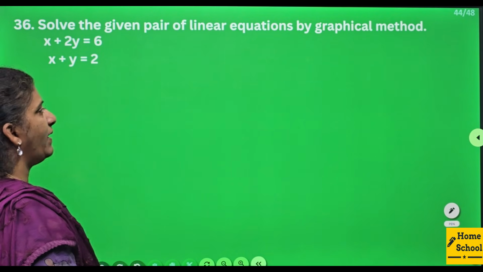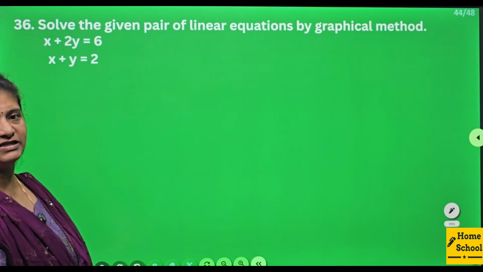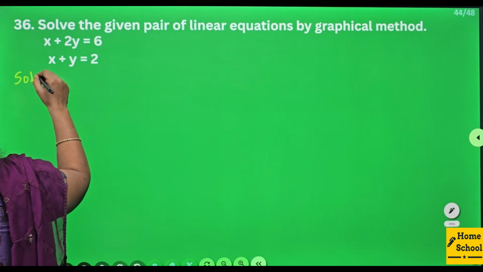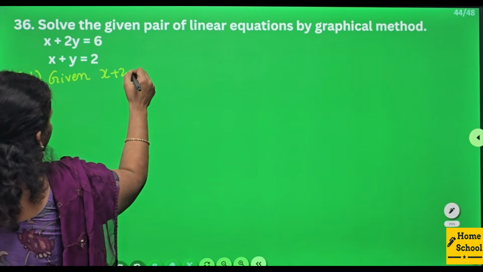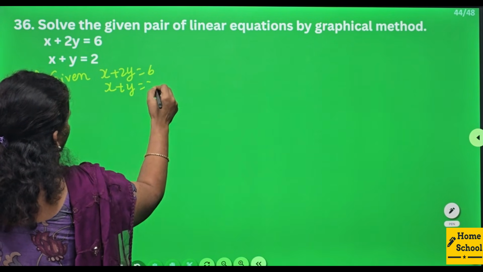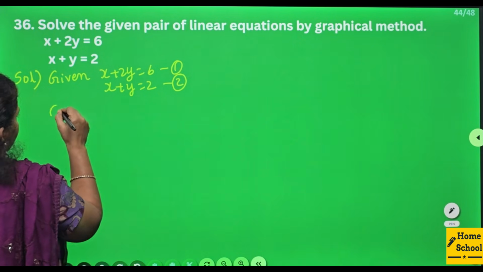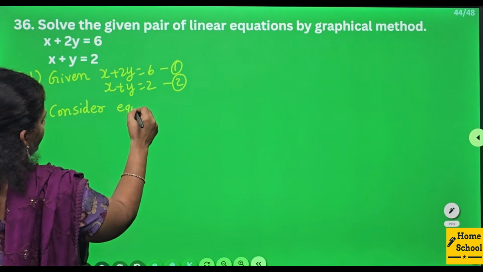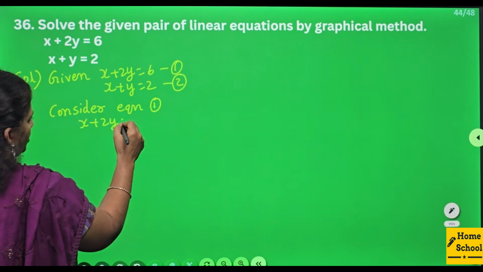36. Solve the given pair of linear equations by graphical method. x plus 2y equal to 6 and x plus y equal to 2. Let us start by taking the equations again. Given x plus 2y is equal to 6 and x plus y equal to 2. Mark this as first equation, this as second equation. Consider equation 1, x plus 2y is equal to 6.